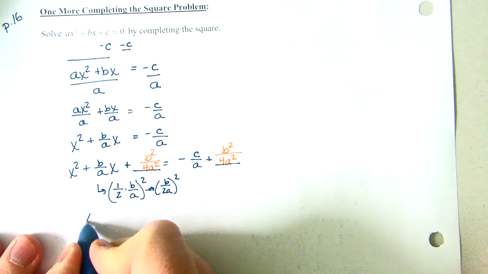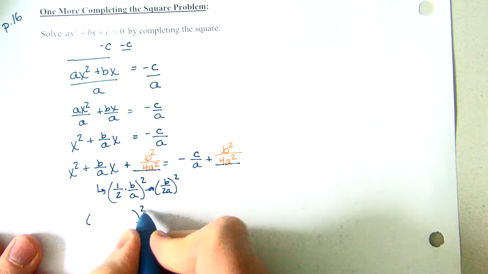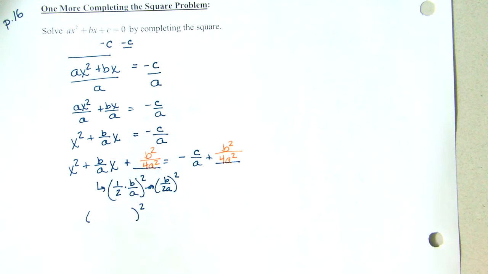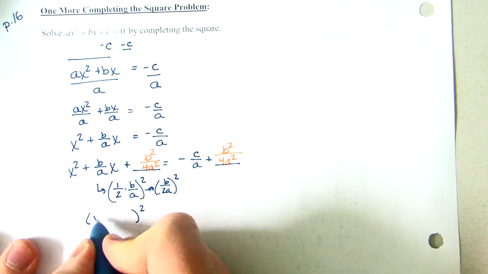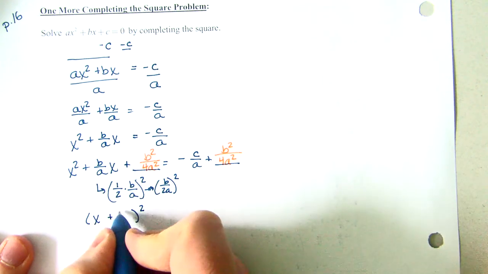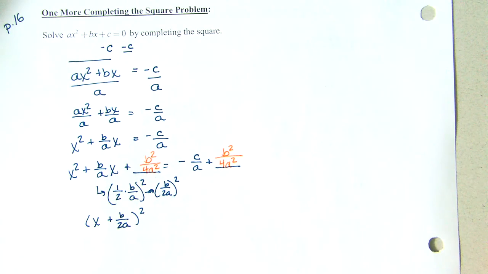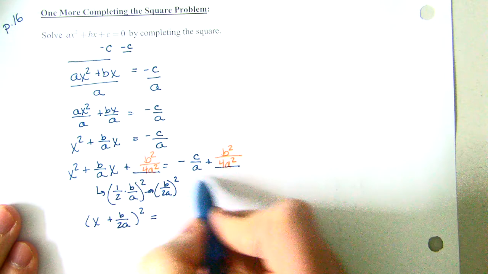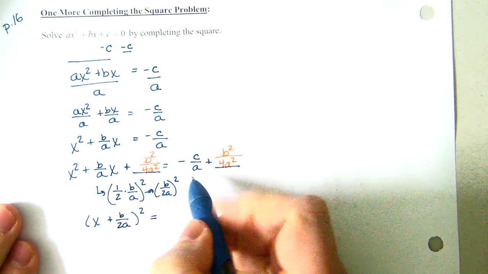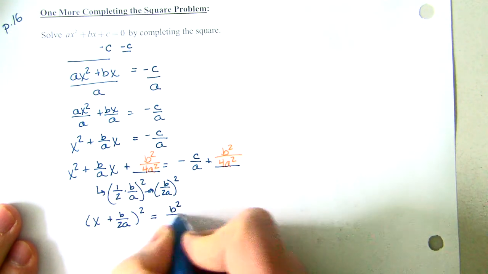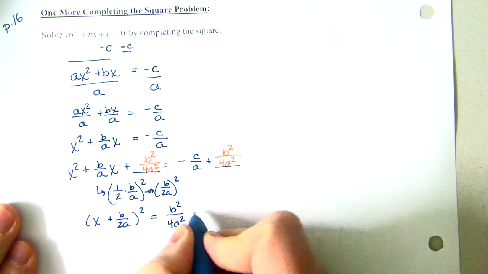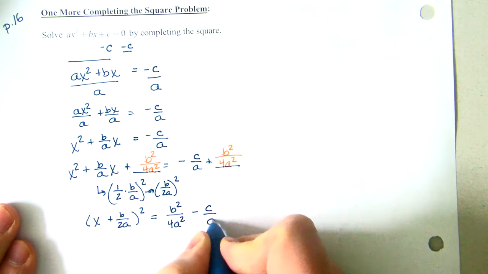Then I need to factor. Well, what's that left side going to get factored into? I'm going to use my shortcut rule of just x and half the middle term before I do any squaring, so x plus b over 2a in parentheses squared. Now, as for the other side, just for fun, I'm going to switch the order. I'm going to do b squared over 4a squared minus c over a.